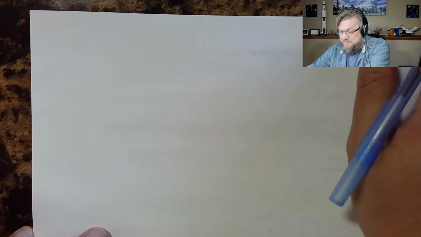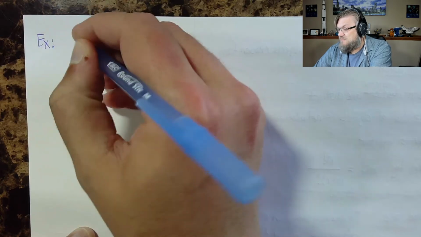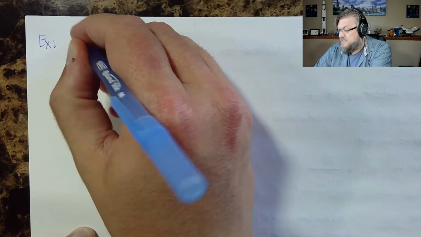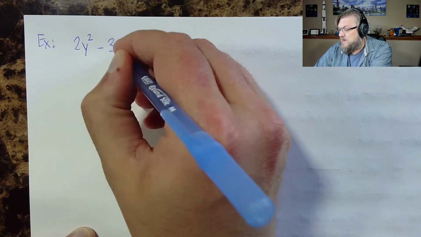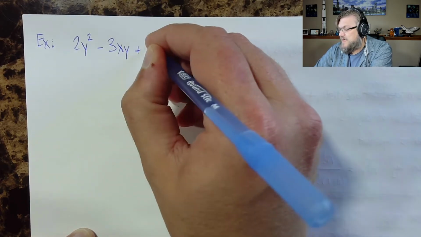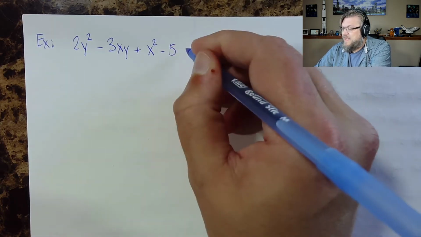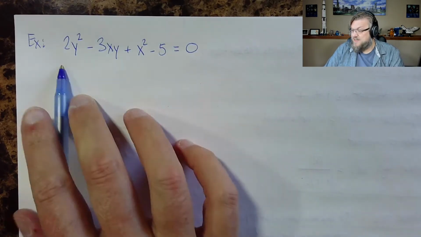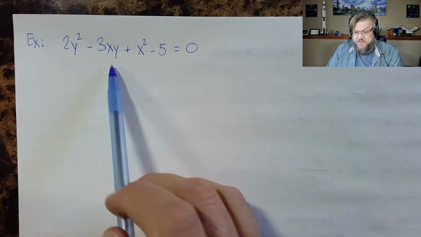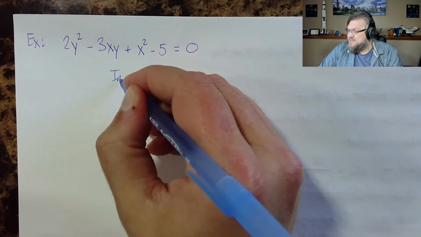You might remember from Calc 1 you did something like implicit differentiation. So let's say you wanted to do something like 2y squared minus 3xy plus x squared minus 5, and that equals 0, right? So you had some sort of mix and matching here, and you would end up doing what we called implicit differentiation.